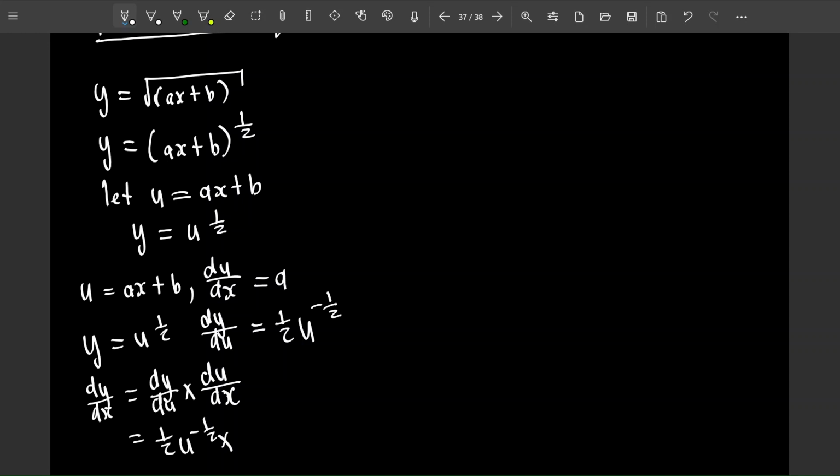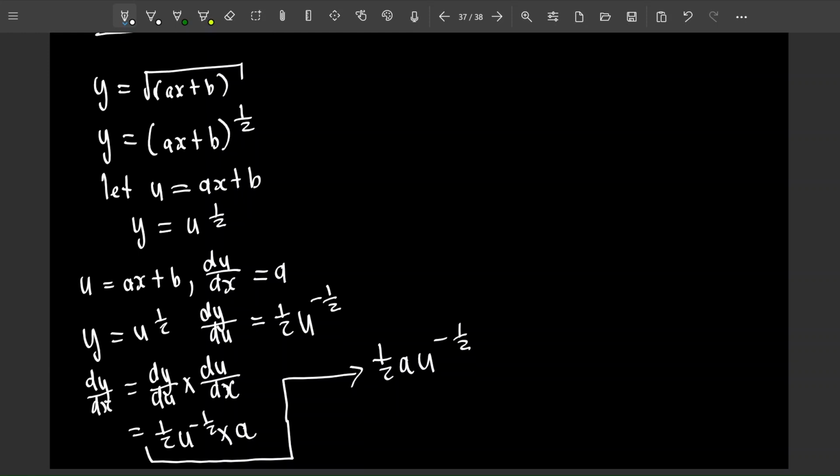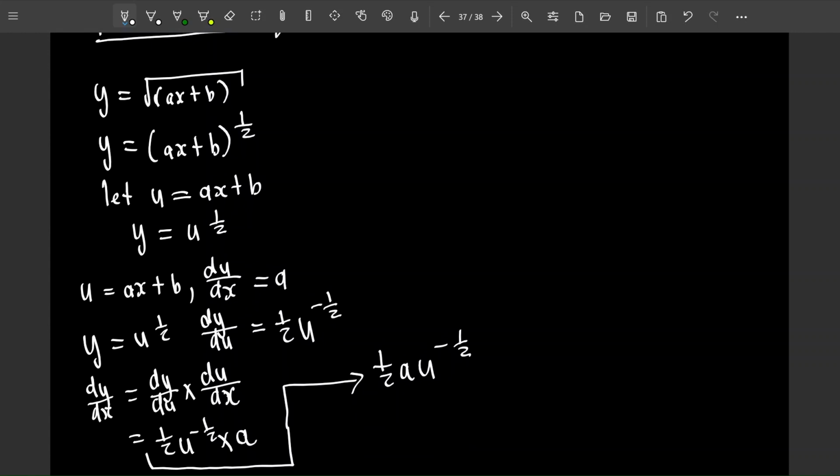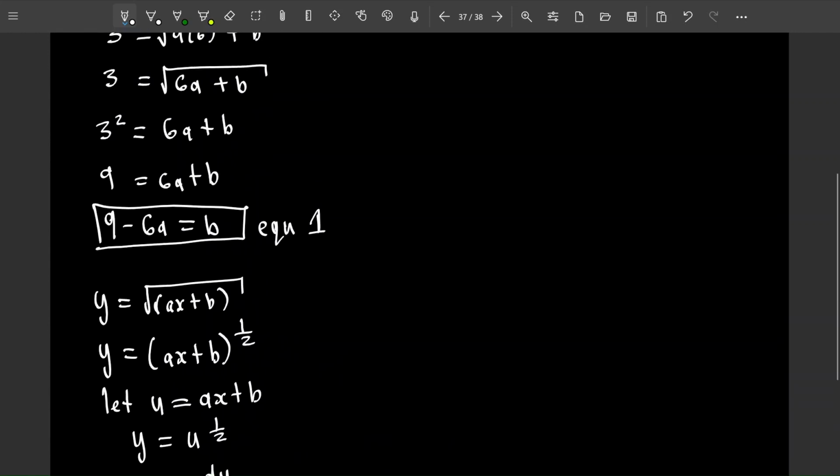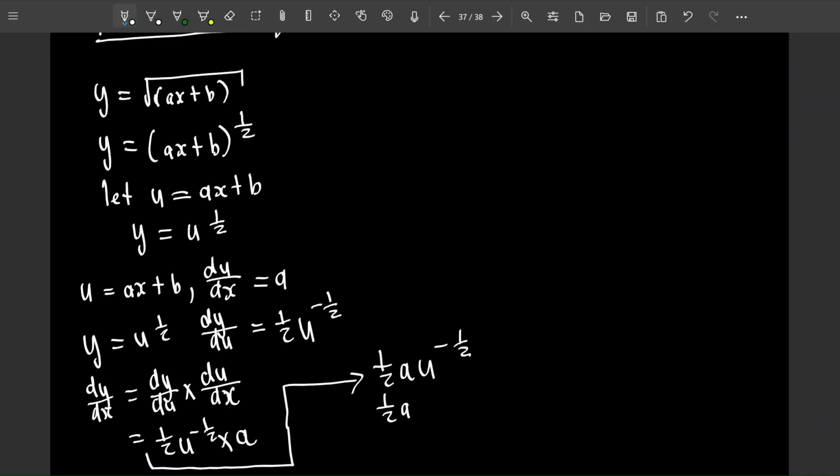Times, what is my du dx? A, it's the letter A. So here I'm going to get it. Let me continue where there's space. Here, I'm going to get it as half a u to the negative half. And I could change it. It's going to be half a, and then u is what? You said let u be equal to what? Here, you said let u be equal to ax plus b. So it's going to be half a multiplying ax plus b to the negative half.